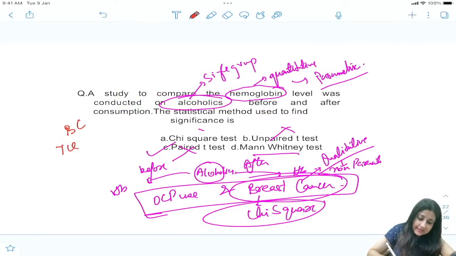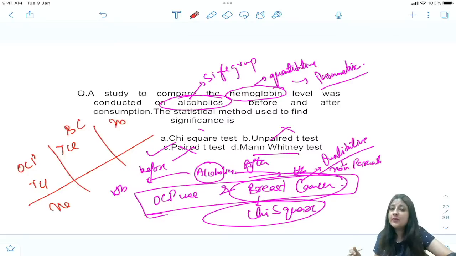Breast cancer, yes, no. OCP, yes, no. So here we can have two groups. Percentage proportion, so we will use a chi-square test. Got it, everybody?